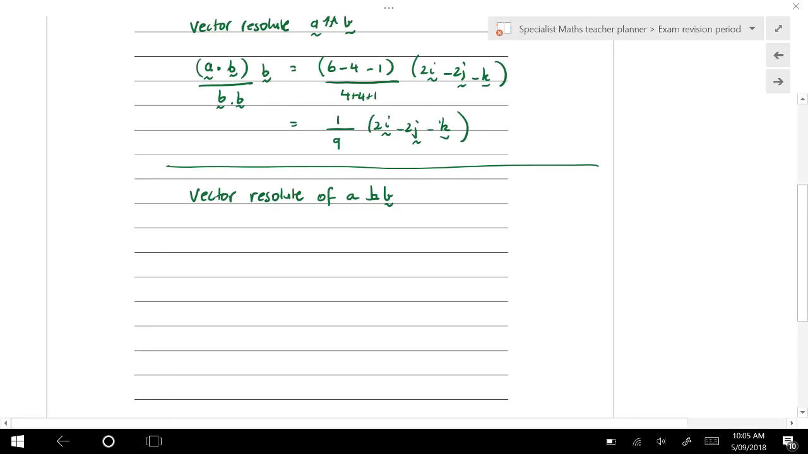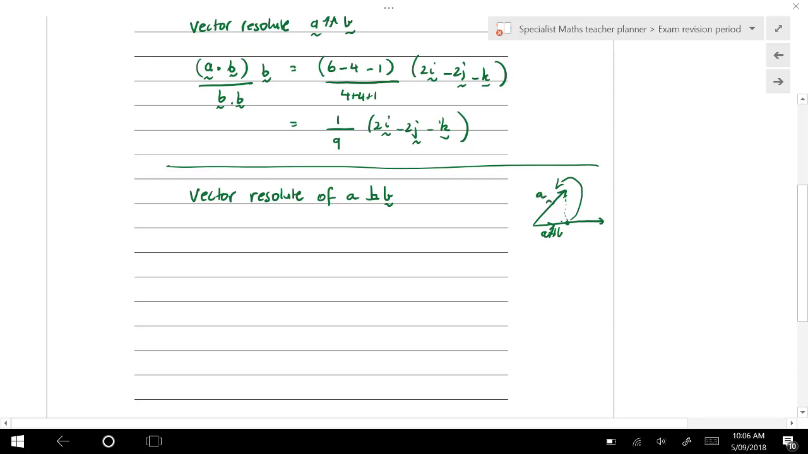Now, A parallel to B. Remember, if we've got two vectors and I want one vector, which we've just found, we've got the scalar resolute multiplied by a vector in that direction. This is vector A parallel to B. So if I'm going from here to here, if I've got the perpendicular vector, I've got to get this vector and I've got to subtract this parallel vector from my other vector A.